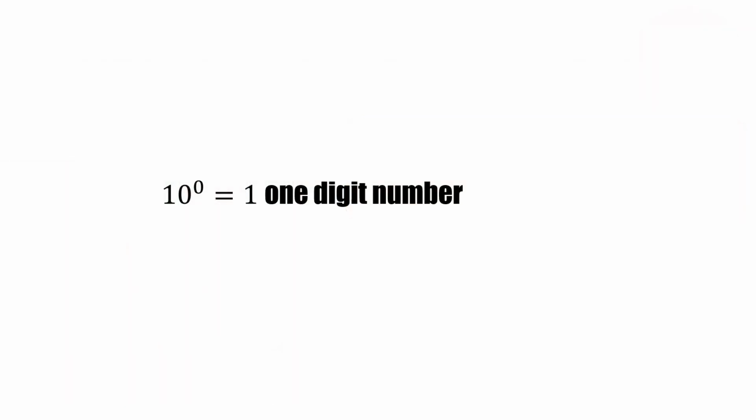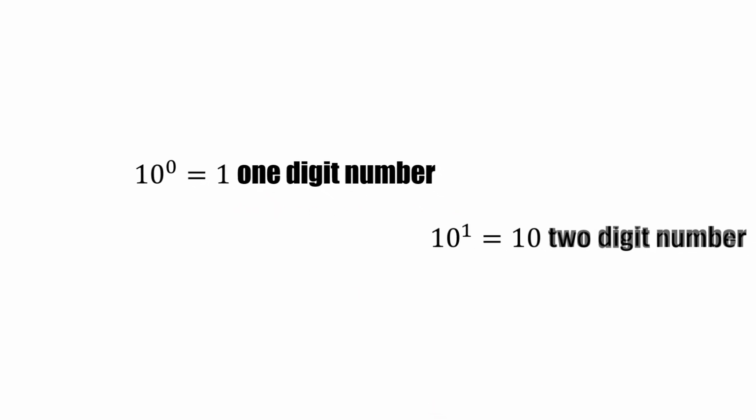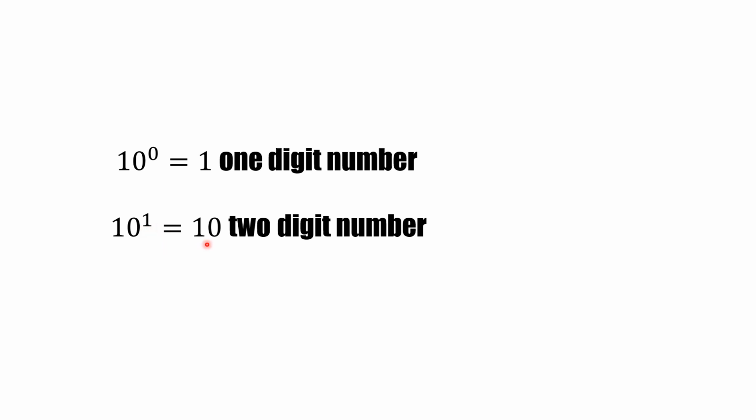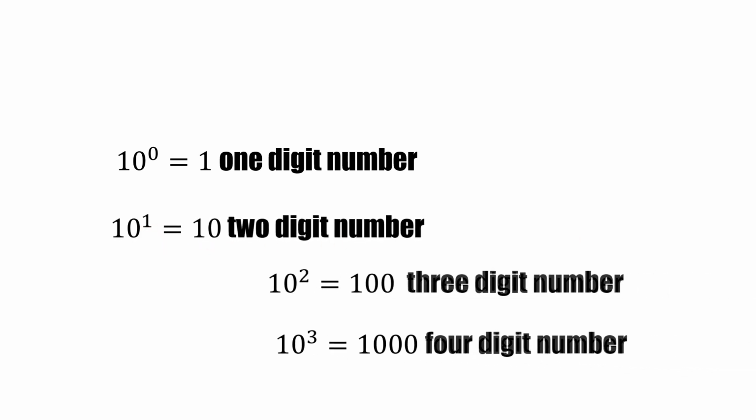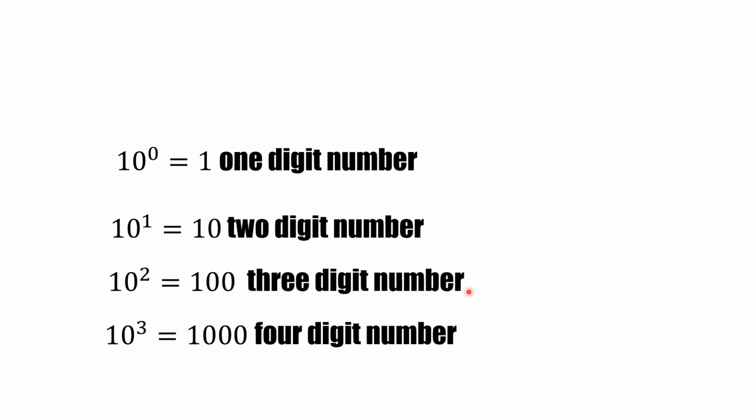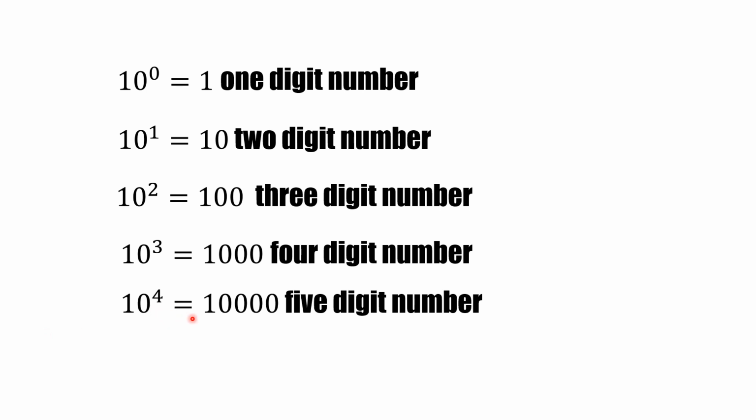To solve this, we first need to understand a simple pattern. Let's think about how many digits a number has. 10 to the power of 0 equals 1, and 1 is a one-digit number. 10 to the power of 1 equals 10, and 10 is a two-digit number. 10 squared equals 100, a three-digit number. 10 cubed equals 1000, a four-digit number. 10 to the power of 4 equals 10,000, a five-digit number. Do you see the pattern forming?